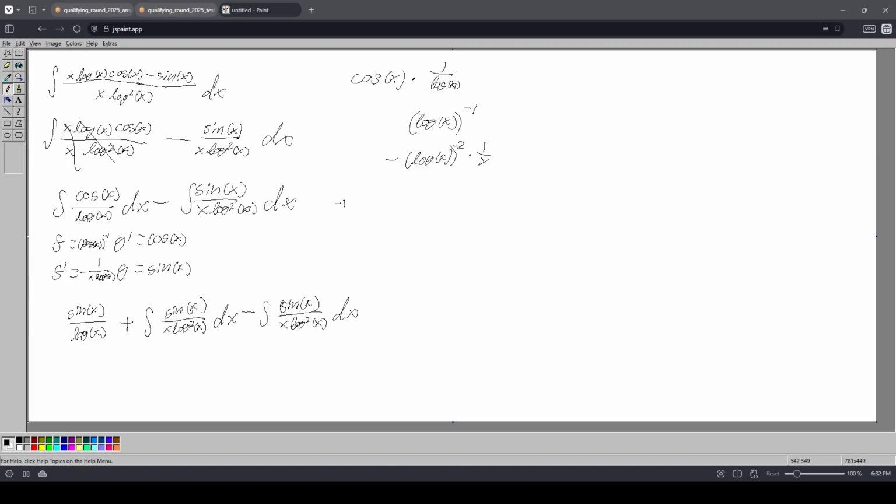And then, look at that. Those cancel out, which leaves us with sine of x over log of x. And because it's indefinite, we add a constant, which we call c, and that is our answer.